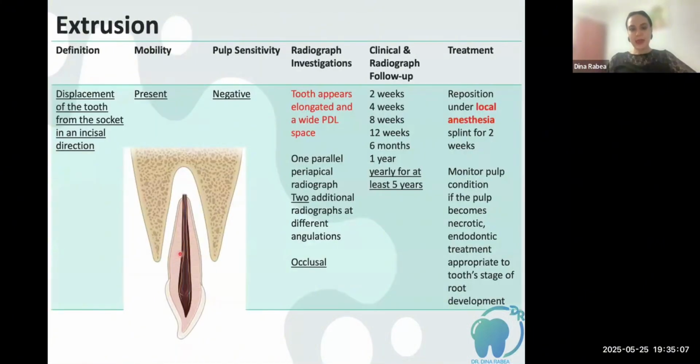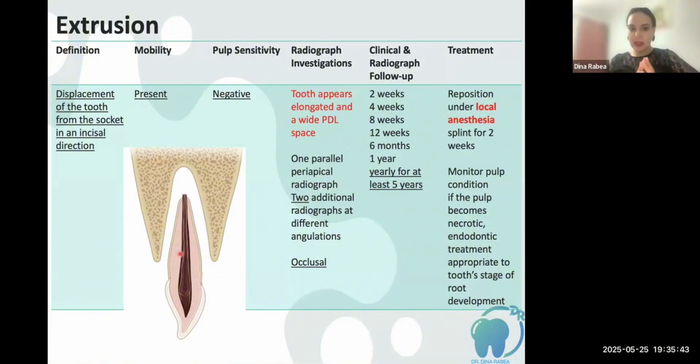Now we're talking again, we have the extrusion, the intrusion, the avulsion, and the lateral luxations. These are the most severe types of luxative injuries, especially intrusion, lateral luxation, and avulsion. Extrusion, again, is the displacement of the tooth outside the socket in an apical direction, in an incisal direction, away from the apex of the tooth. And this is what makes this kind of luxation less severe, because most of the time the bone is spared, and the surrounding tissues inside the oral cavity are not so much affected.